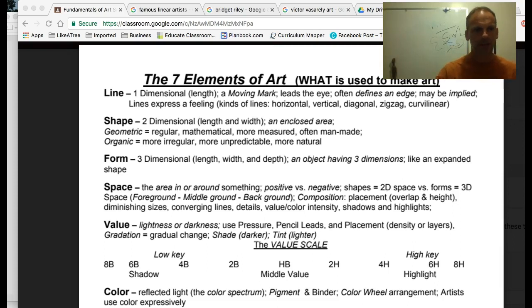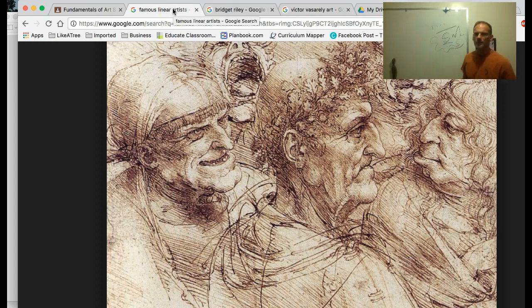So let's take a look at how lines have been used by artists. Here's an example of a work of art by Leonardo da Vinci. You can certainly see the outline of the figures, of their clothing, their facial features. He uses lines. He also uses lines very effectively in hatching to create different values, areas of lightness and darkness.